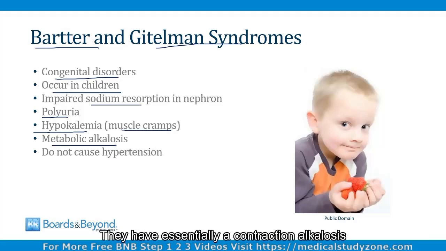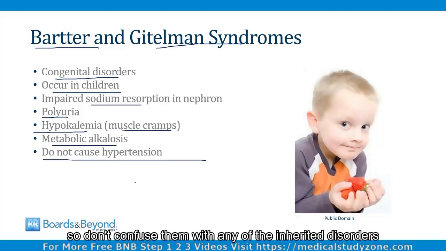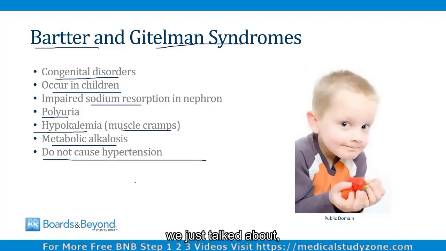They have essentially a contraction alkalosis, just like anyone who is taking a diuretic. These disorders do not cause hypertension, so don't confuse them with any of the inherited disorders we just talked about that can cause low renin hypertension.